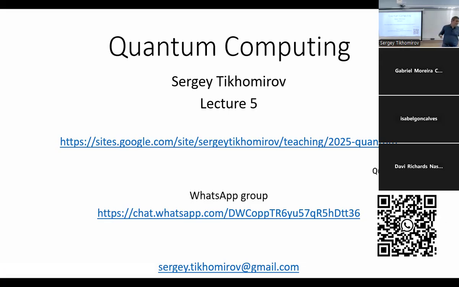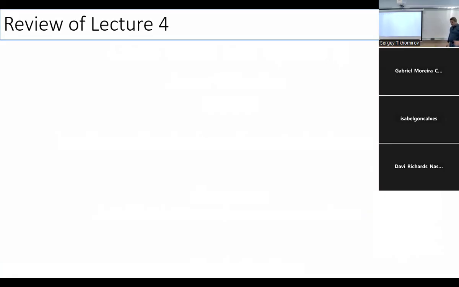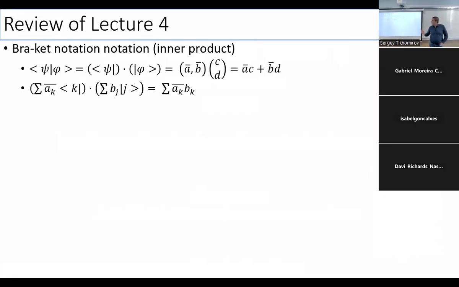Okay. So, a short review of what happened in the previous lecture. First, I introduced the bracket notation, a special way to write scalar products of quantum states. I write the quantum state and its conjugate state, thinking of the first as a column; then the conjugate is a row, and the product is a number.